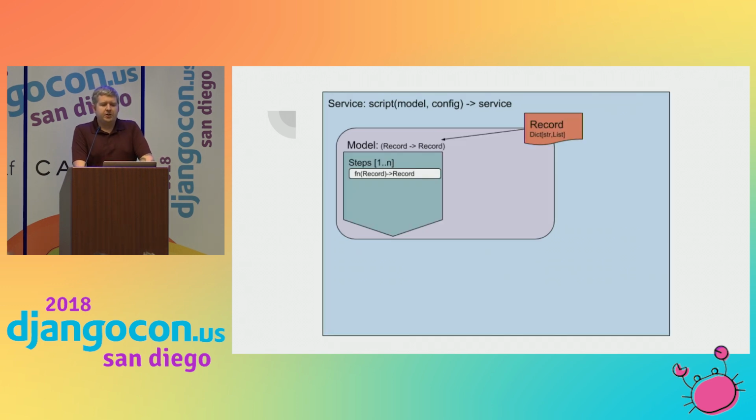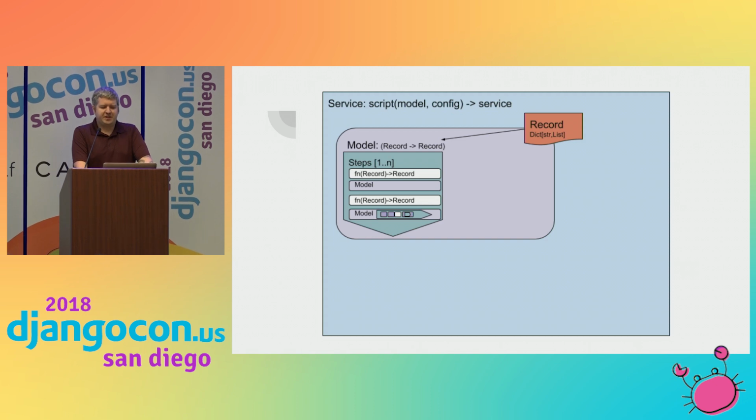So what's inside of a model? You have multiple steps. Those steps can be simple functions. They can also be other models. So you can have models inside of models inside of models and do whatever kind of recursion you want. That's maybe not necessarily the best way to compose models, but it's doable.